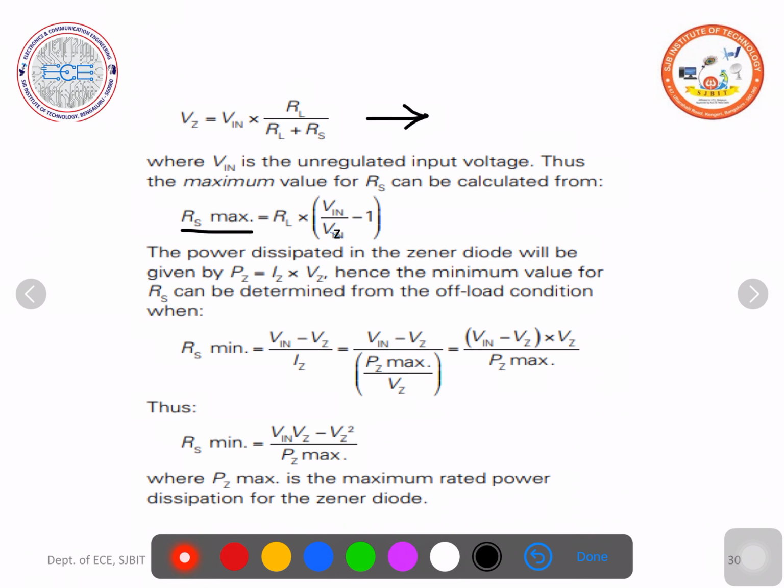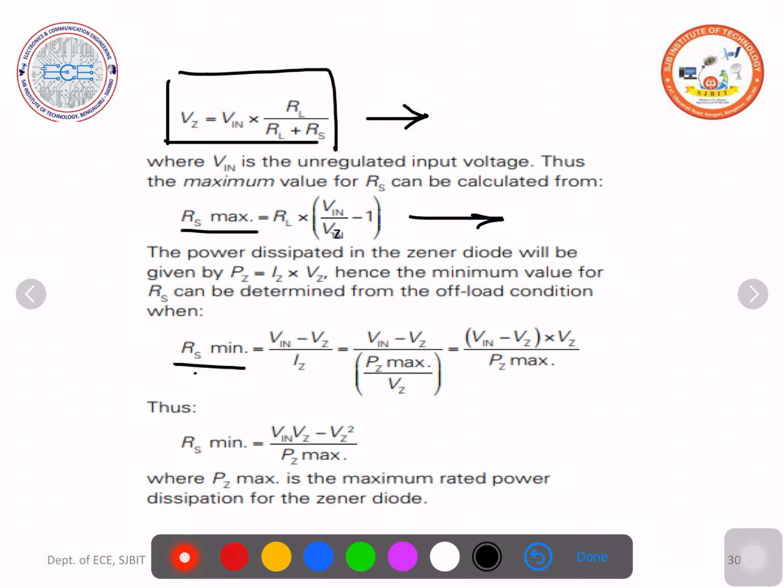To find the maximum value of RS, just rearrange the terms of this equation. You will get RS max is equal to RL into (Vin by Vz minus 1). Simple mathematics. So you will get RS max.